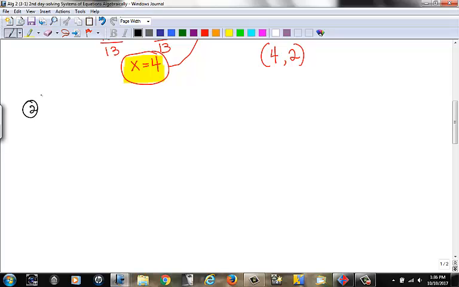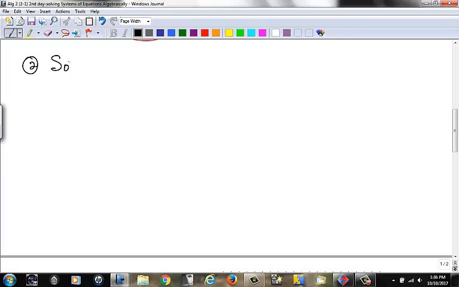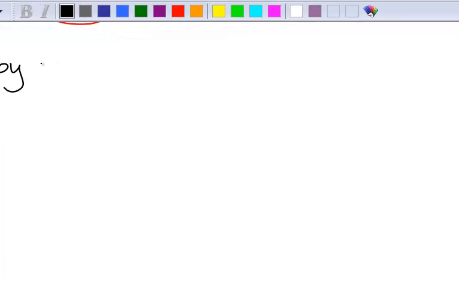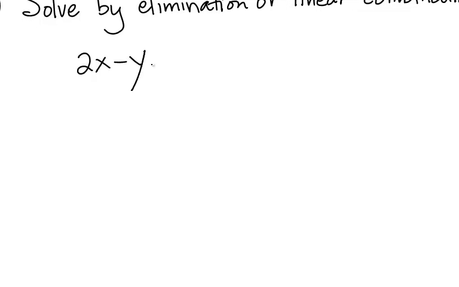So for example 2, let's do elimination. They will say solve by elimination, or some authors call it linear combination. I'm going to use both because you may get a different teacher down the road that uses a different term. Okay, so let's say I did 2x minus y equals 6. I'm doing the same problem. And 3x plus 5y equals 22.